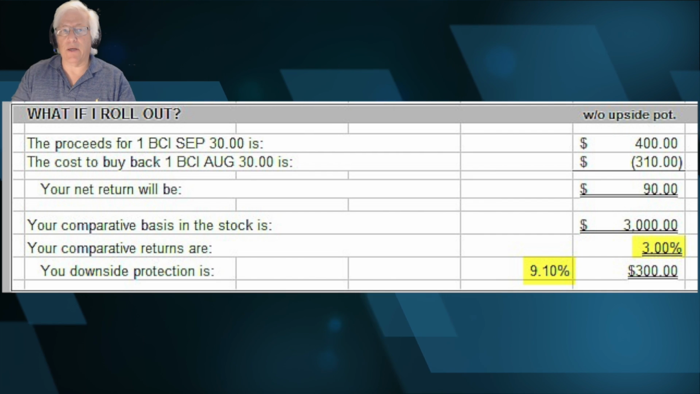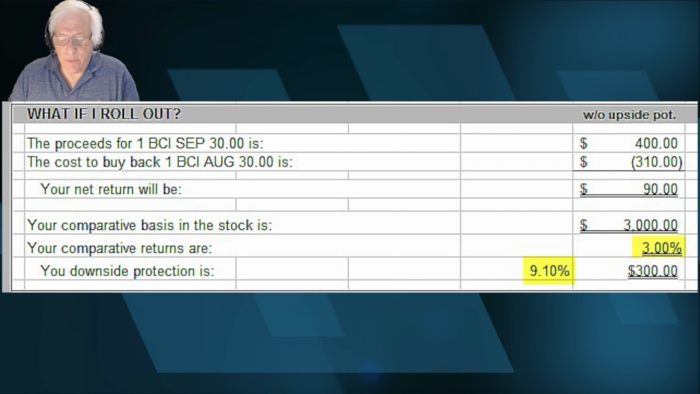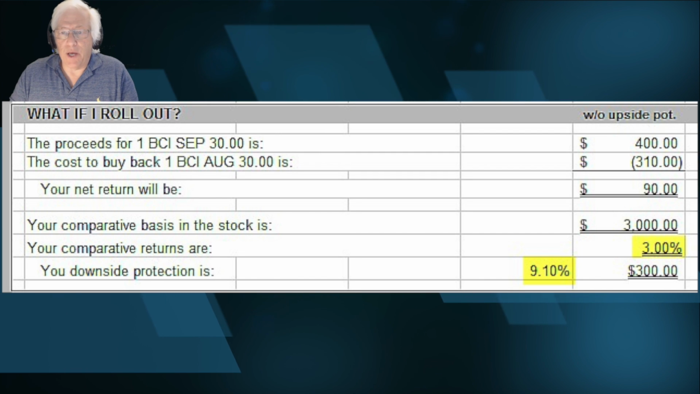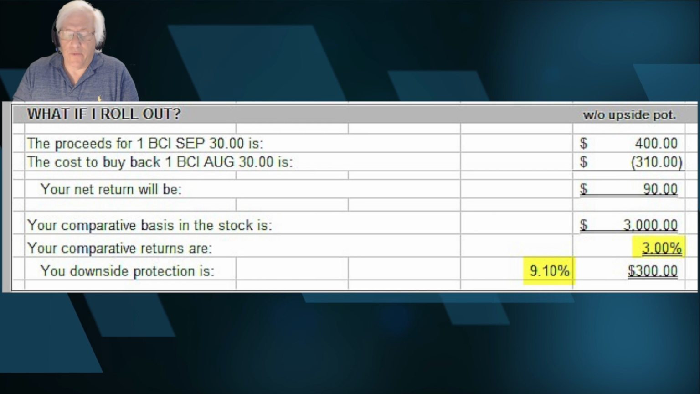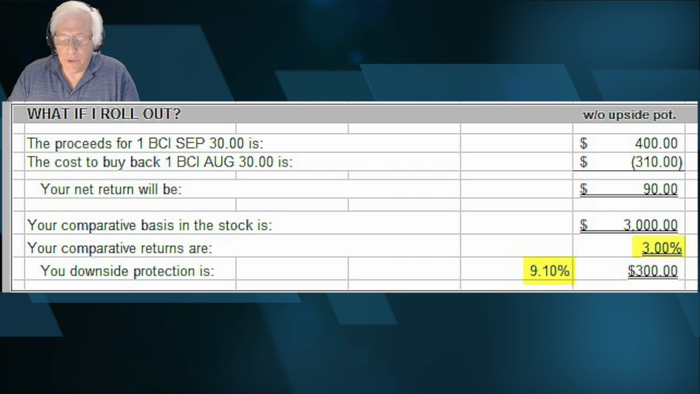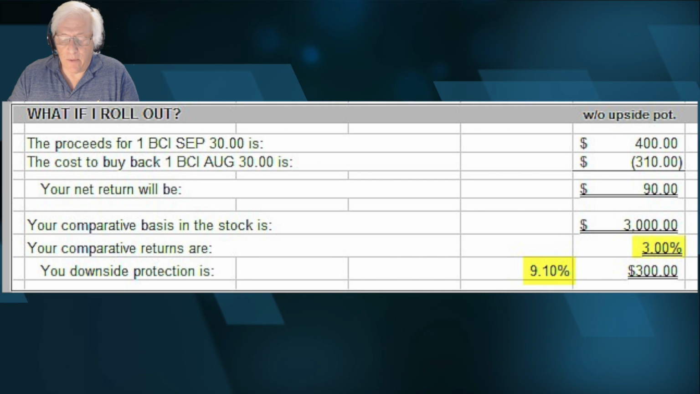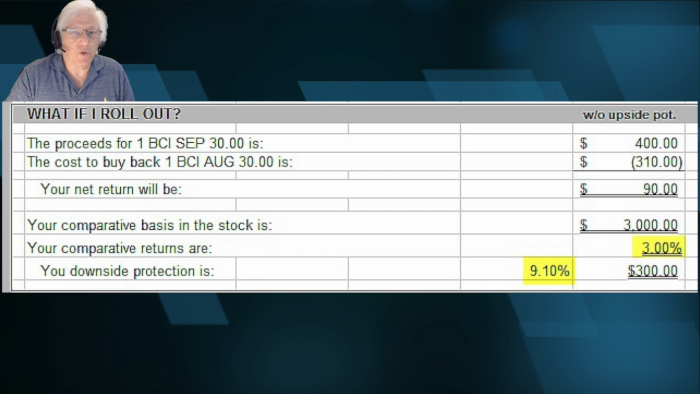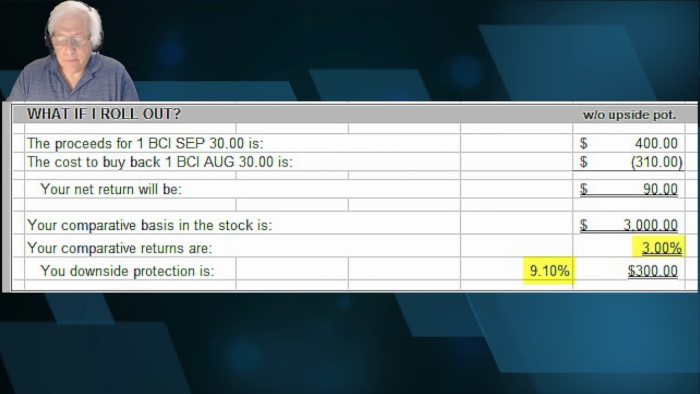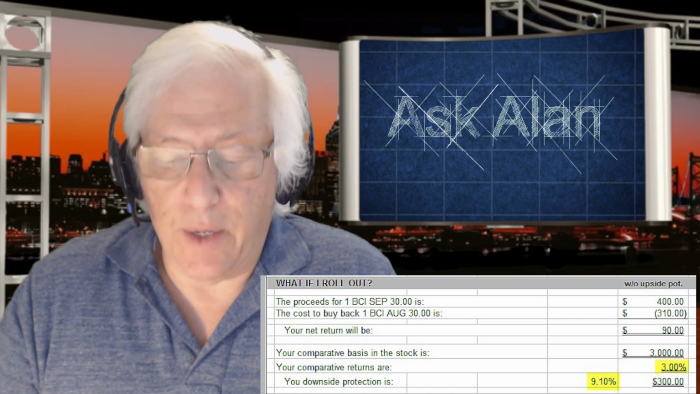So let's first have a look at rolling out. We buy back the 30 call and sell the next month's 30 call. Now, the option premium generated, you remember, $4 or $400 for the contract. The cost to buy back the original near month option was $3.10. $3 of intrinsic value, 10 cents of time value. So we have a net options credit of $90 per contract. Now, again, what is the cost basis? That's the thrust of Sam's question.